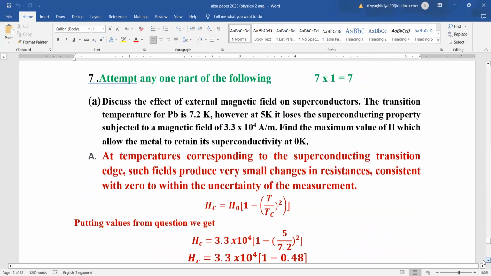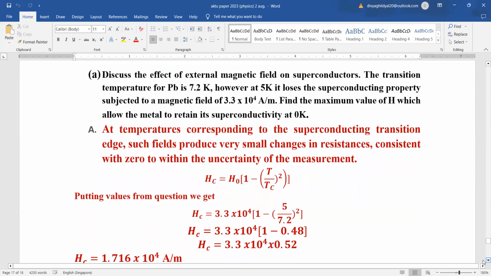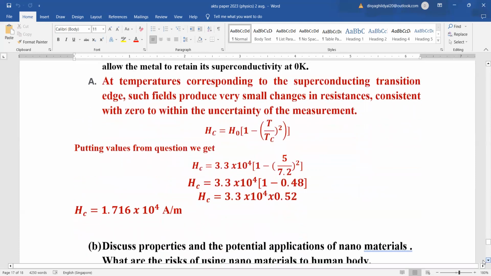Discuss the effect of external magnetic field on superconductors. The transition temperature is given. This numerical obviously is a very common numerical of superconductivity. Hc equal to H naught into (1 minus T by Tc) whole squared. They have given you the values. You simply have to put them in the formula and you get the answer.